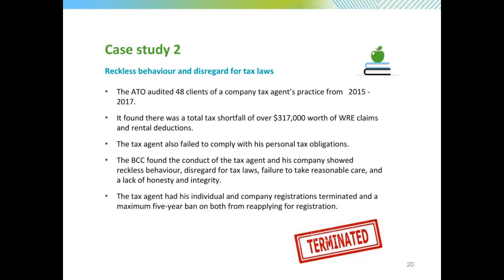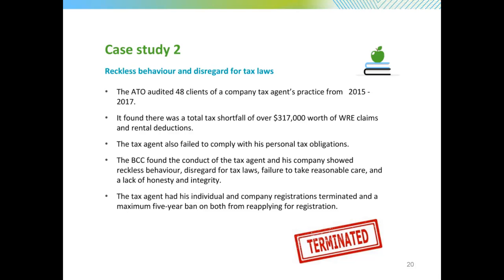The Board Conduct Committee terminated the registrations of this agent and all the other agents involved and prohibited them from applying for 5 years. This is a clear case where the board is acting to protect the reputation of the profession and the public interest.